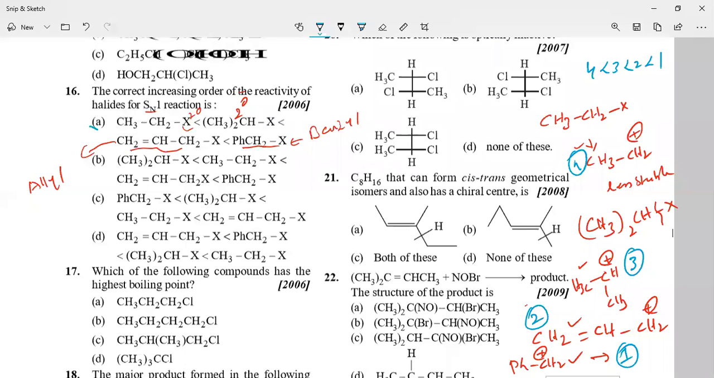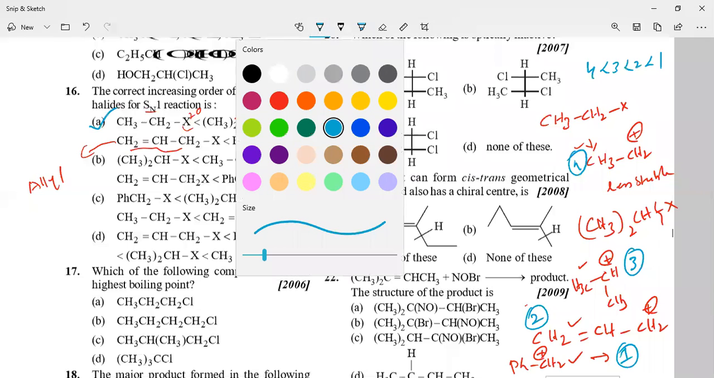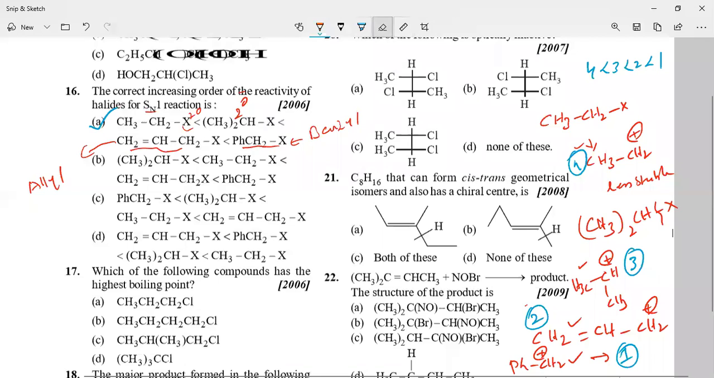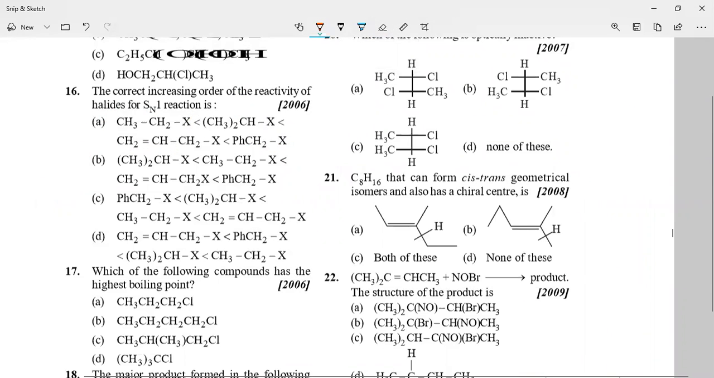So which option is correct? Option A is correct. Okay, 17th one: which of the following compounds has the highest boiling point? So for highest boiling point, you know that boiling point will depend upon which factor? It depends upon the surface area. Boiling point is directly proportional to the surface area.